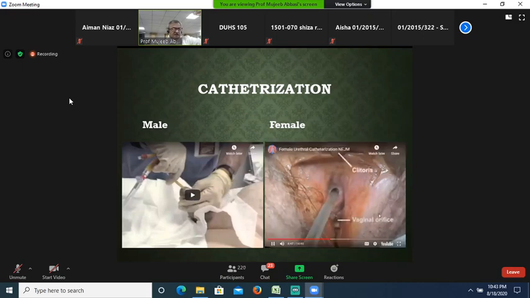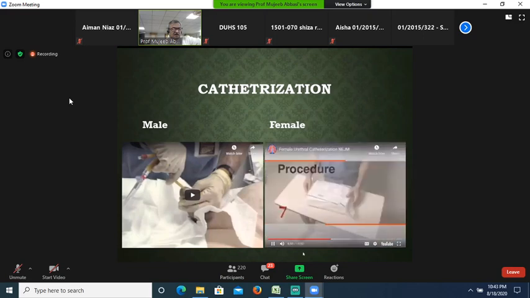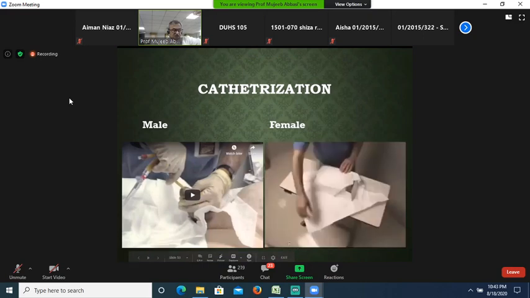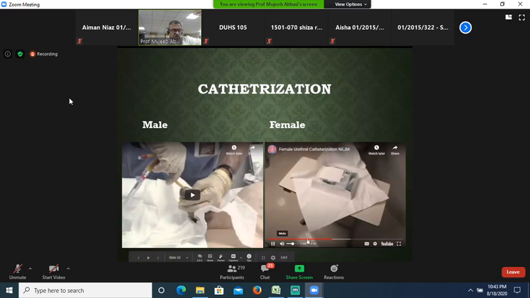Now, procedure again. Basically, it's a sterile kit, so these all are sterile.